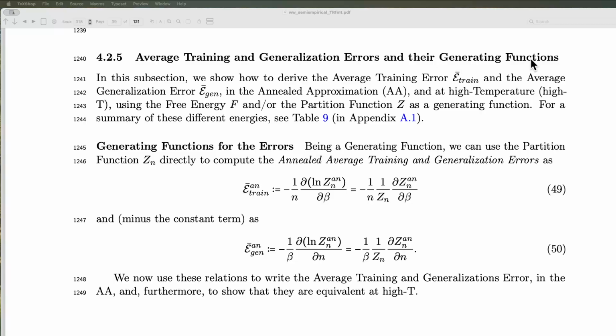And I need to add something to the beginning of this paragraph: when we define this as the training error and this as the generalization error, we call them energies, but they're average errors. You'll notice that we use the partition function Z_N to directly compute the annealed training and generalization errors.